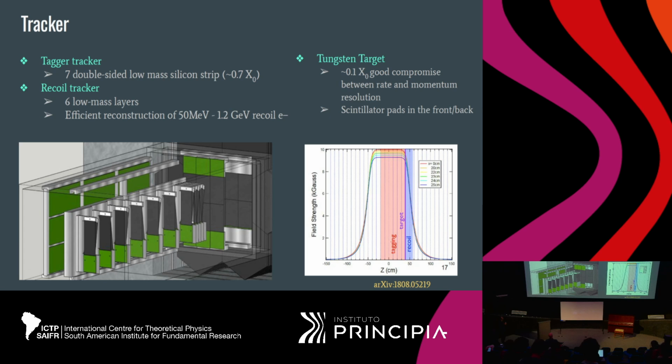After the target, you have six layers of these trackers, and this allows you to reconstruct the momentum of a recoil particle with good efficiency between 50 MeV and 1.2 GeV. So the target is 0.1 radiation length, and this is just a compromise, because on one side, if you increase the thickness of the target, you will have potentially more interactions and therefore produce more dark matter events, so a larger yield of produced dark matter. And on the other side, this may result in multiple interactions, degrading the energy and bringing in background events, and so this was chosen as a good compromise.